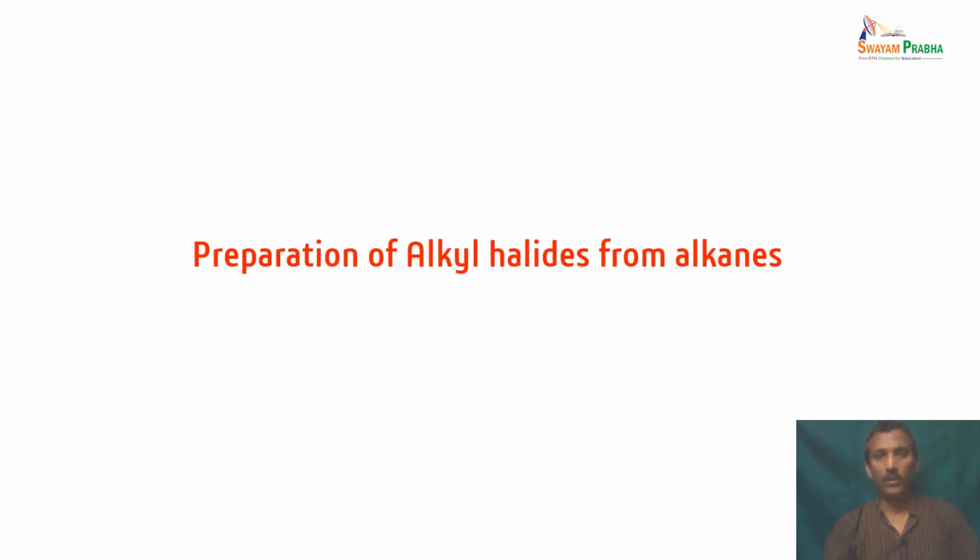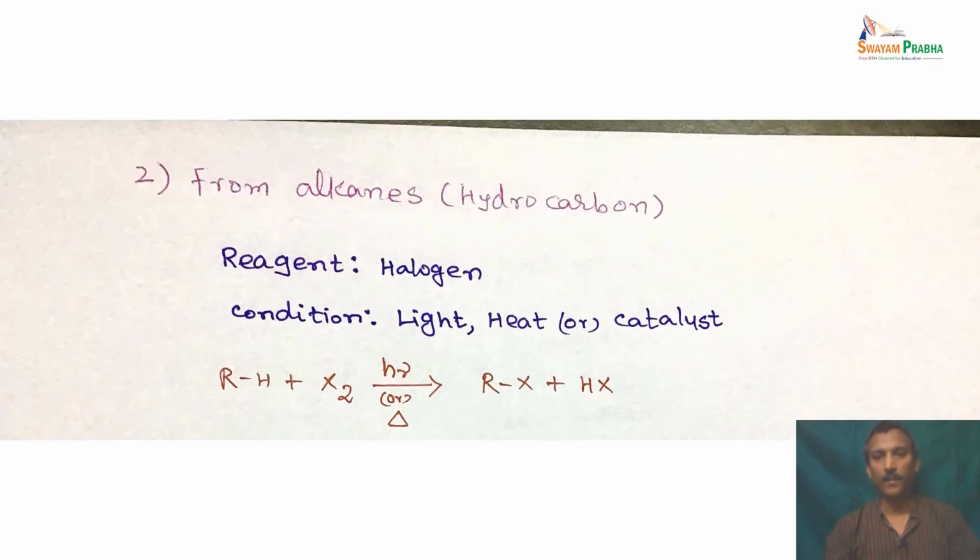Let us look at the synthesis of alkyl halides from alkanes. We have so far seen the synthesis of alkyl halides from alcohols. Next we are moving to another starting material, which is the alkane. So from alkanes, that is from the hydrocarbons, we can actually make alkyl halides. The reagent used in this reaction is halogen. So alkanes and halogens react to give alkyl halides.